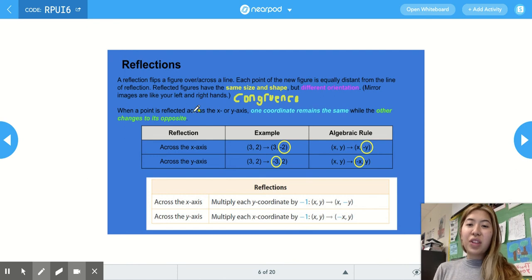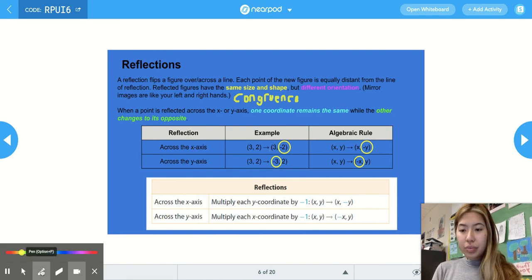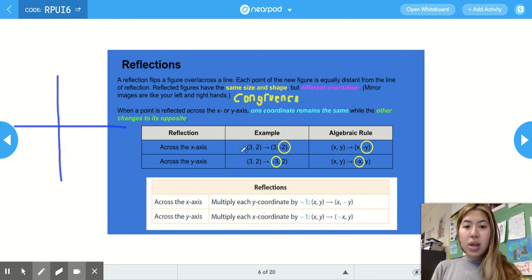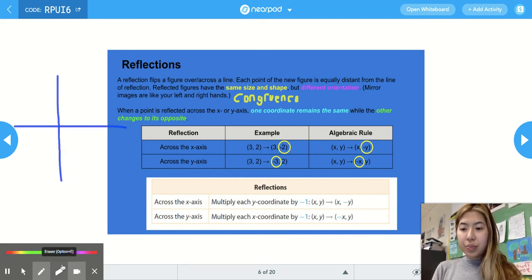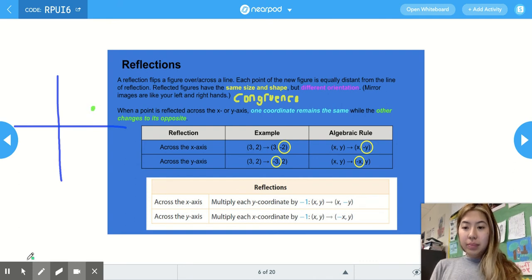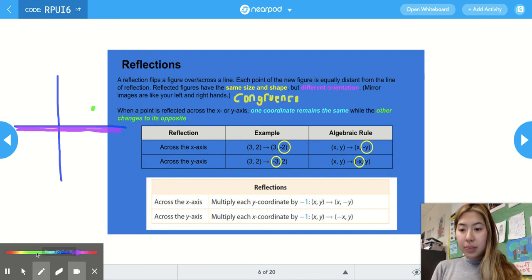So when a point is reflected across the x or y axis, one coordinate remains the same while the other changes to its opposite. So now we're going to explore an example and the rules. So I'm going to draw a coordinate plane. So let's say we have the point 3, 2, which is something like this. If it were to be reflected across the x-axis, which is this line right here, it would look something like this.